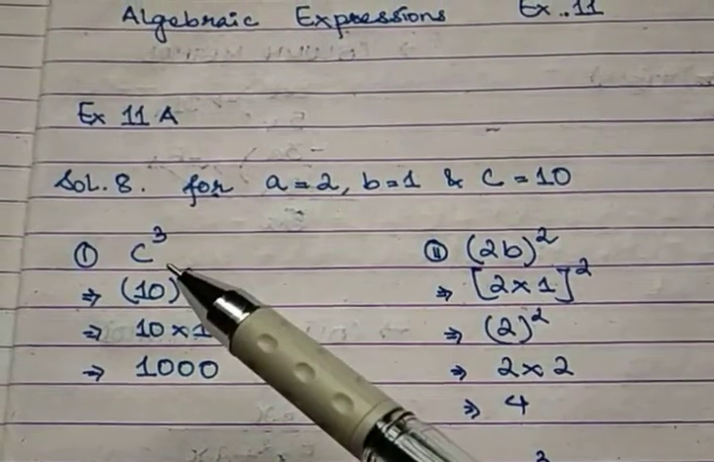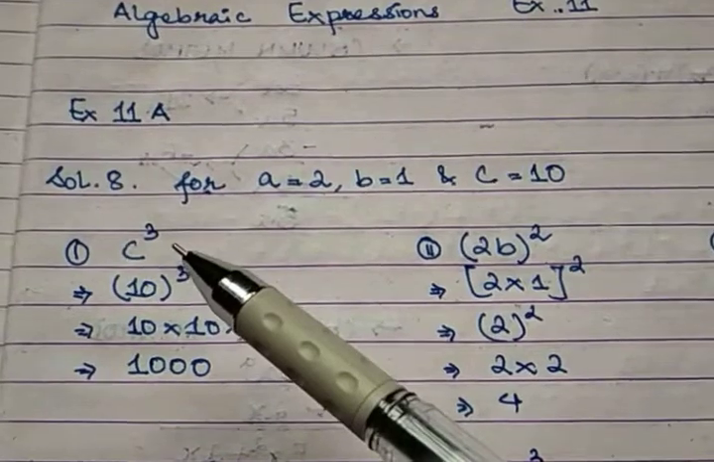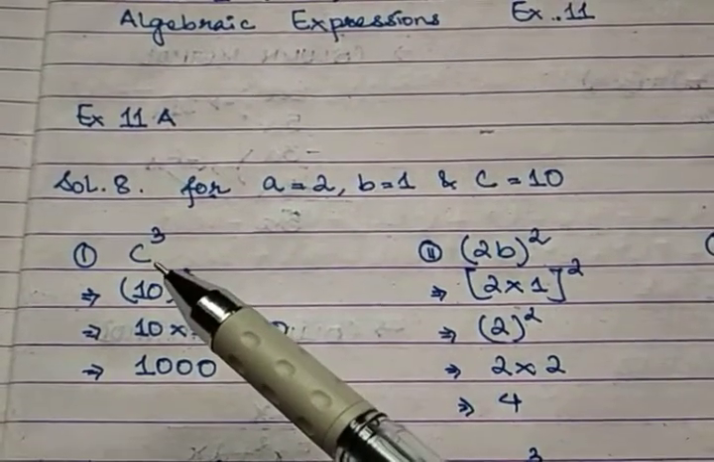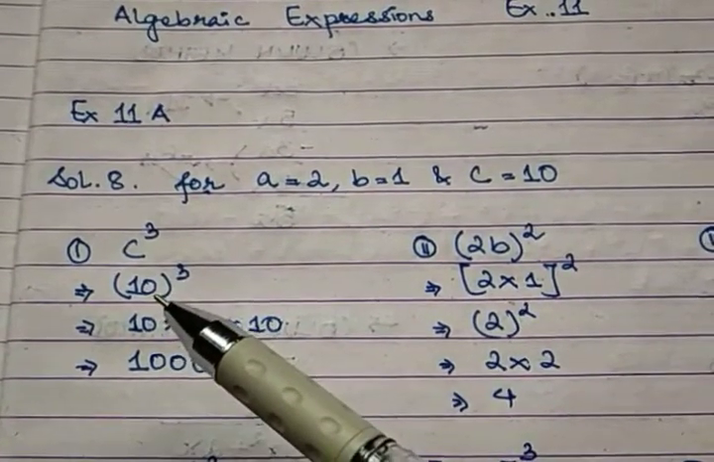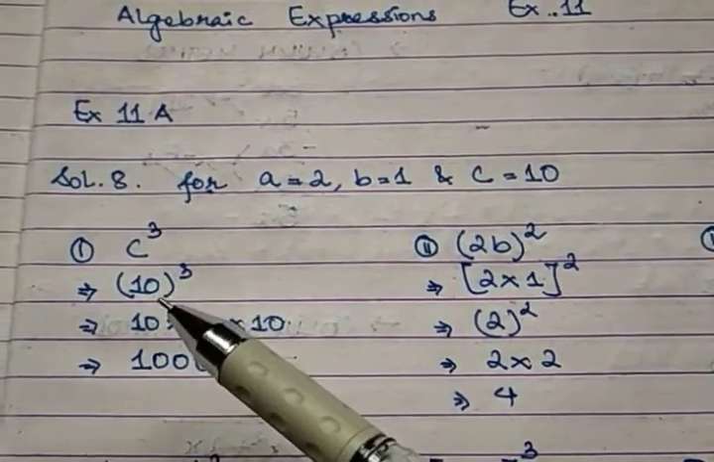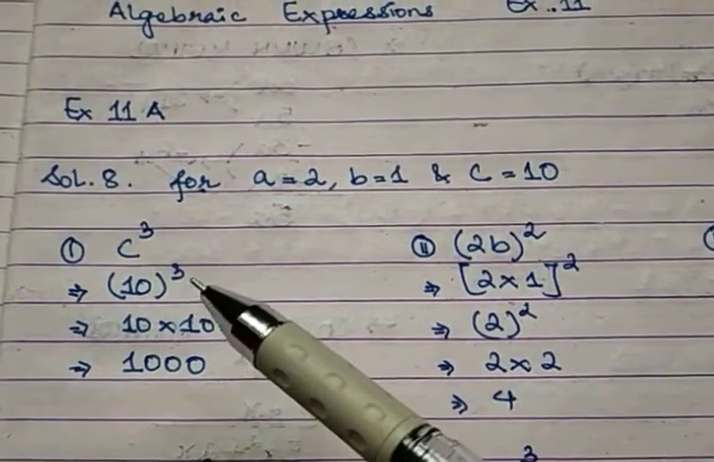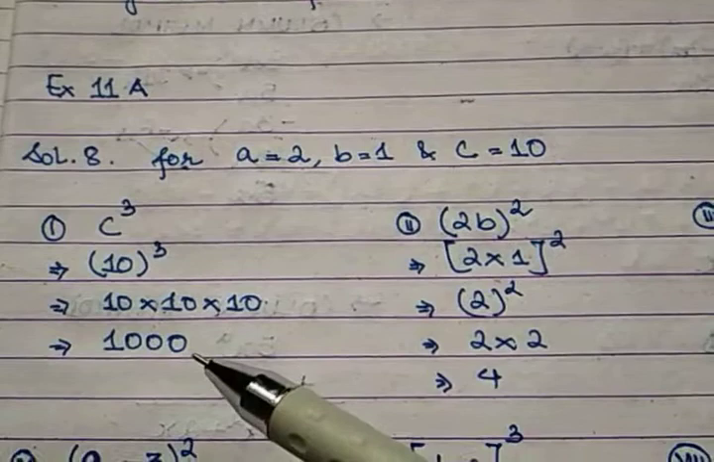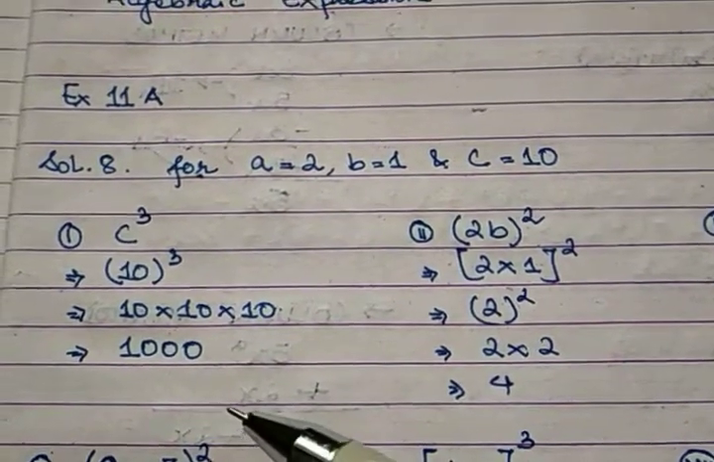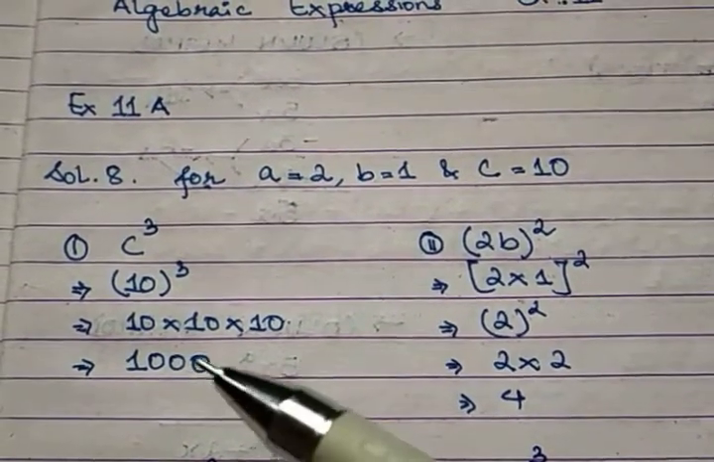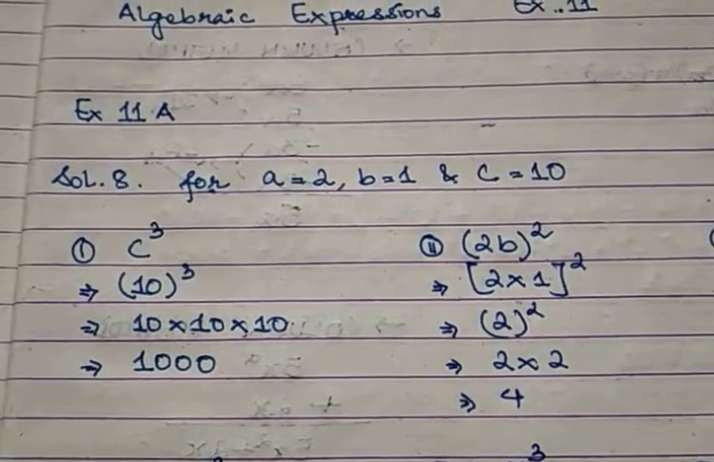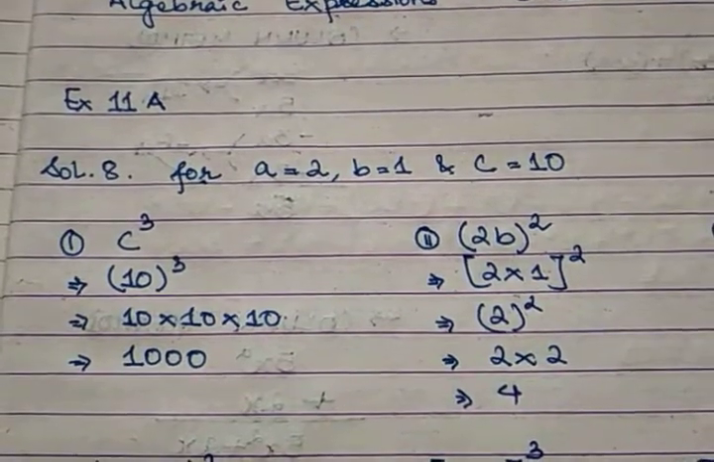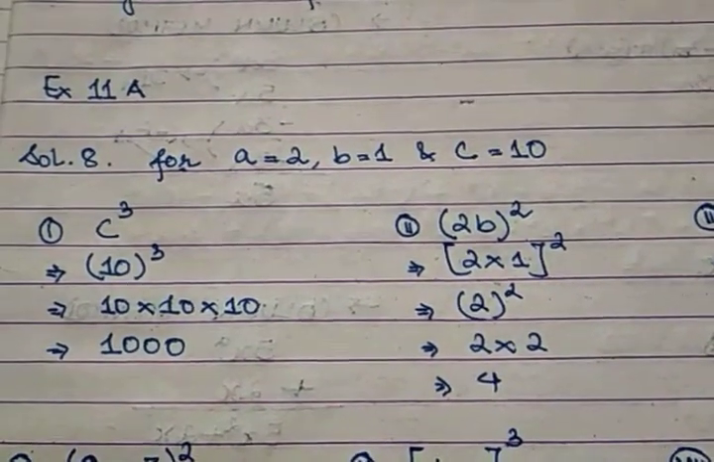The first one is c cube. The value of c was given as 10, so all we need to do is substitute the value of c in the variable. So I have done 10 cube, which means 10 into 10 into 10, and that gives us 1000. It's quite simple, isn't it? But remember, dear kids, for terms like which one is the variable, which one is the constant, the coefficients and all the relations, you need to first go through the basics.